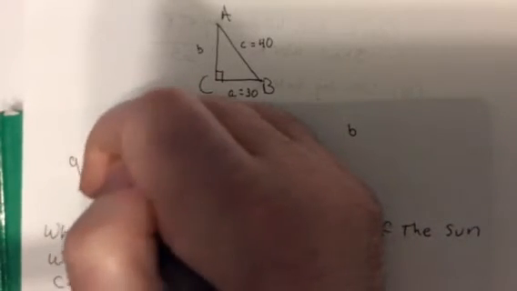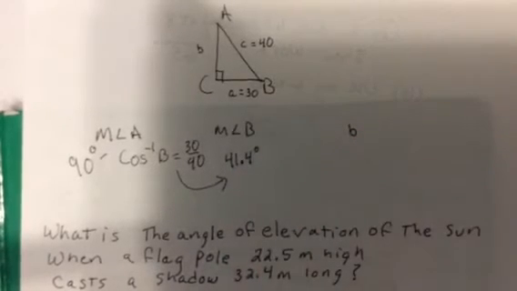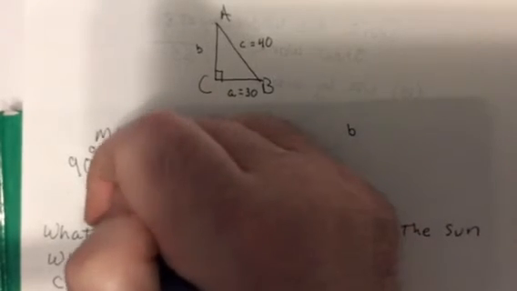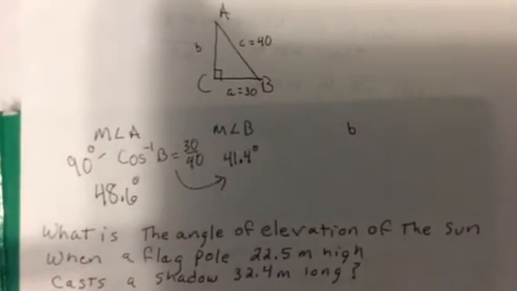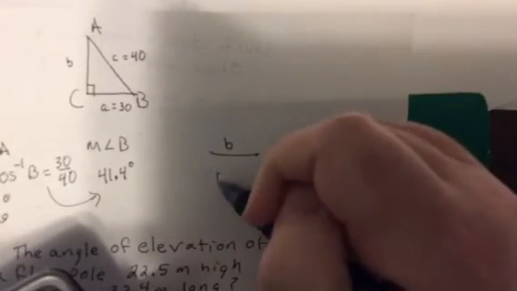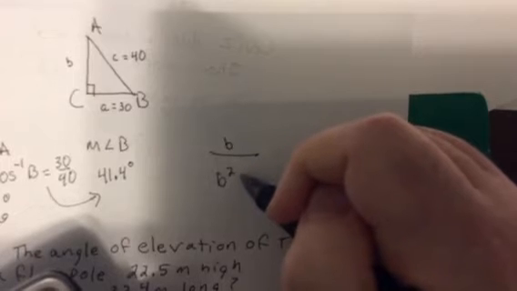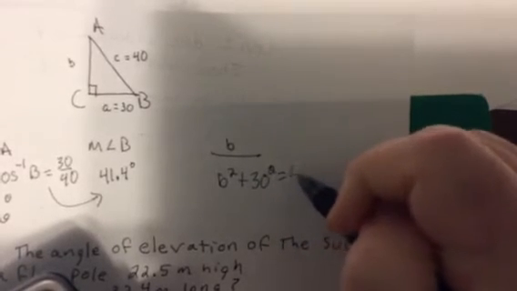Then A is going to be 90 minus 41.4. And I get 48.6. So this is very sloppy. Sorry, that's my fault. Then, hey, you're given 2 sides. You could do Pythagoras. B squared plus 30 squared, which is A squared, equals 40 squared.